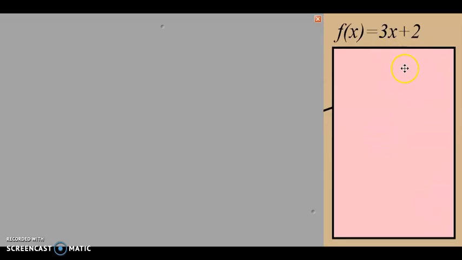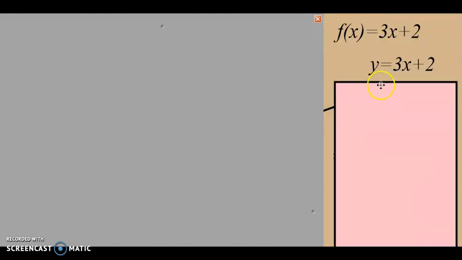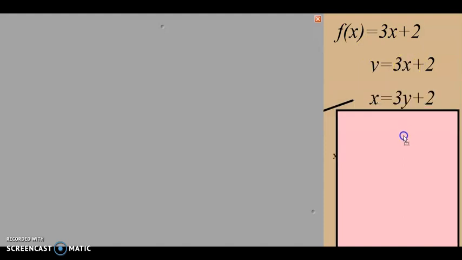Firstly, when I'm given a function f of x is equal to 3x plus 2, I need to write this in the form y, because the function is y is equal to 3x plus 2. Once I have this and I want to get to the inverse function, I need to invert x and y. X and y need to interchange. X and y need to swap places. Once that is done, I must now manipulate this function in order to make y the subject of this equation.